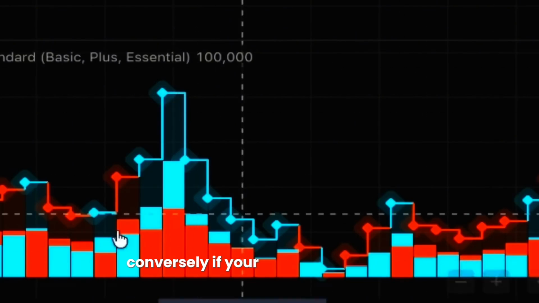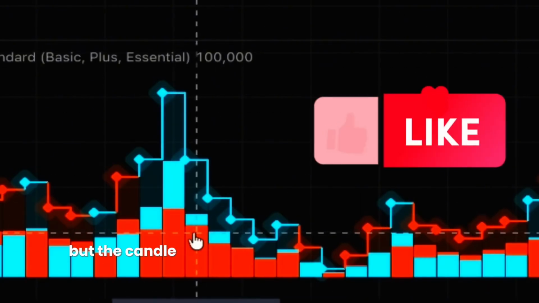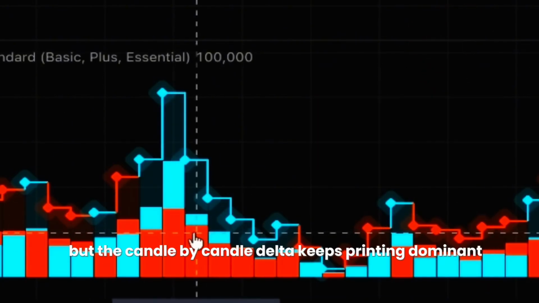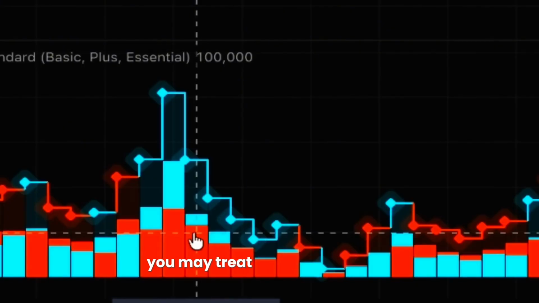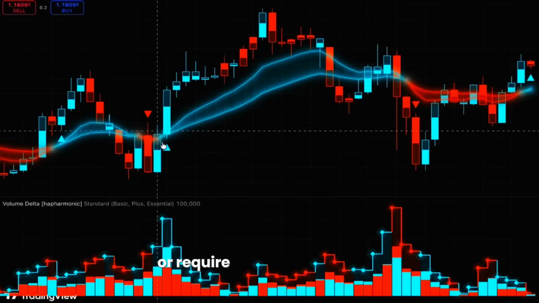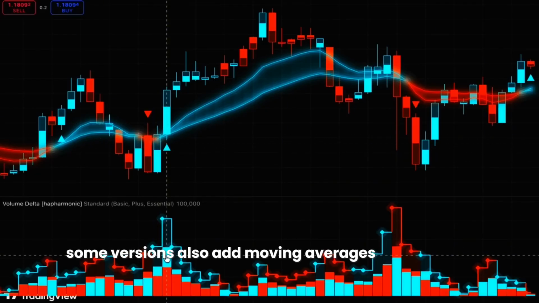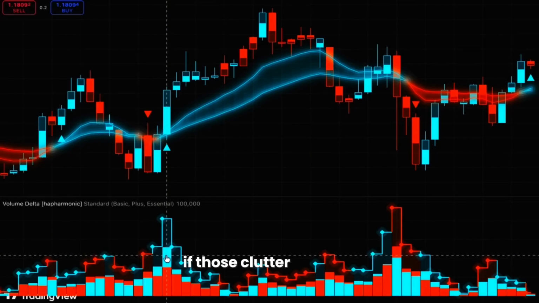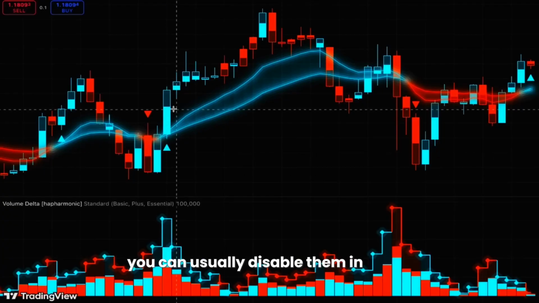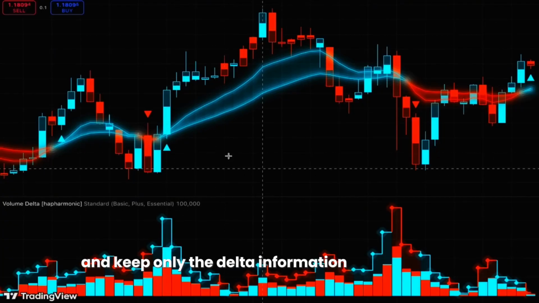Conversely, if your strategy signals a buy, but the candle-by-candle delta keeps printing dominant sell volume, you may treat the setup cautiously, wait for clearer confirmation, or require additional confluence. Some versions also add moving averages on the volume pane. If those clutter your chart, you can usually disable them in settings and keep only the delta information you actually use.